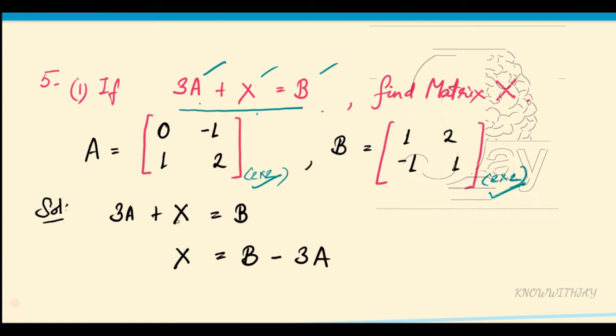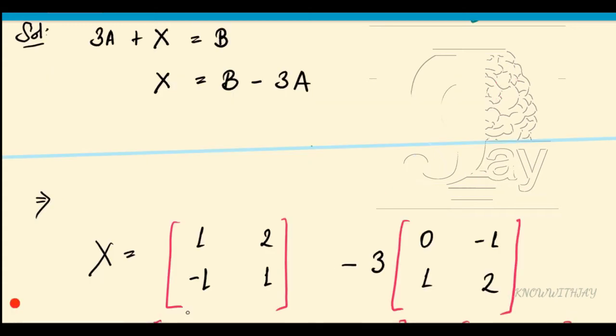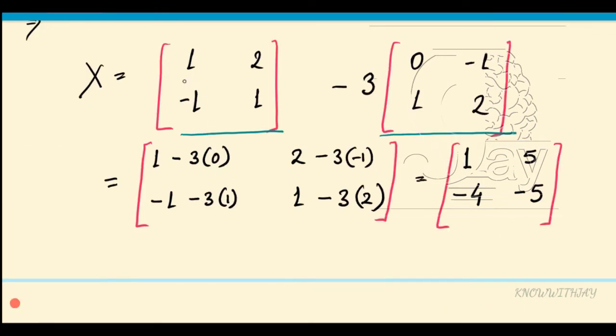Okay, so using the equation we have X equals B minus 3A. X equals, this is matrix B, and 3 times matrix A. So when we subtract the first element of B and the first element of A multiplied by 3, so 1 minus 3 into 0. This is the first element of the final answer. And then we have 2 minus 3 into minus 1, so that's 2 plus 3, so we have 5.